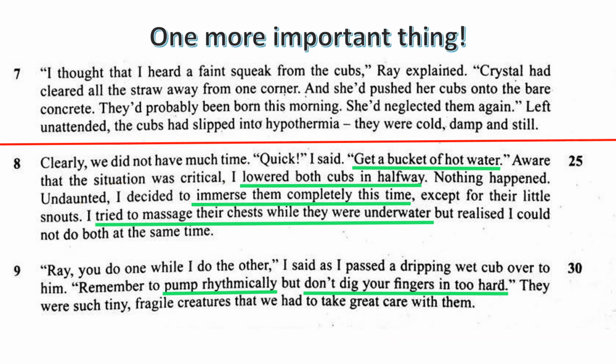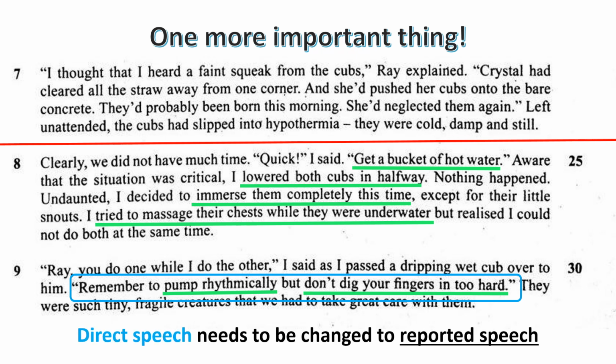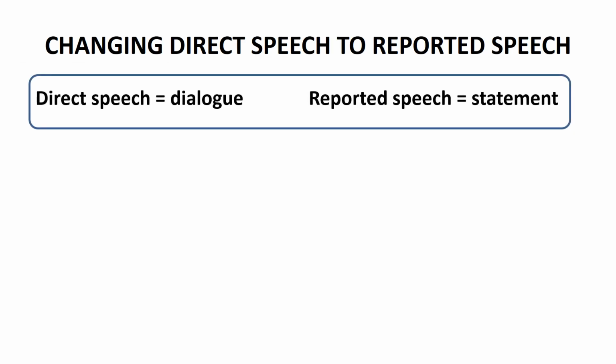Oh, there is one more important thing that you need to know. If you see anything like this, a dialogue in a summary text, in a comprehension text, this is what we call direct speech. Okay, you need to change it to reported speech. Well, let's see an example. It's easier to show you rather than telling you what it is. Okay, direct speech is dialogue, reported speech is statement, just like the other sentences in the text earlier.